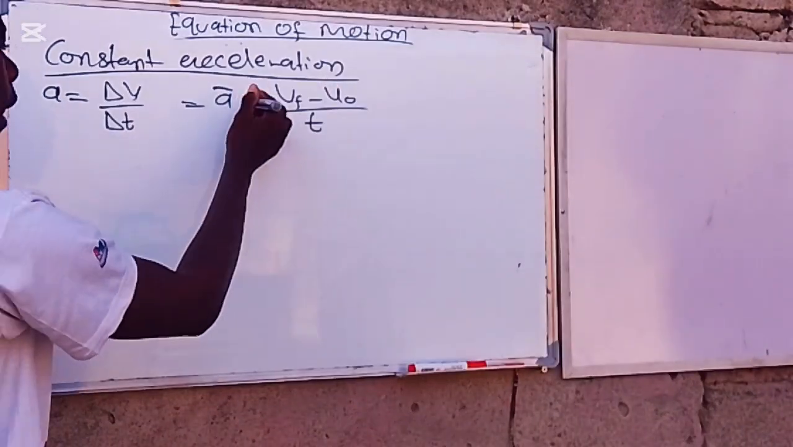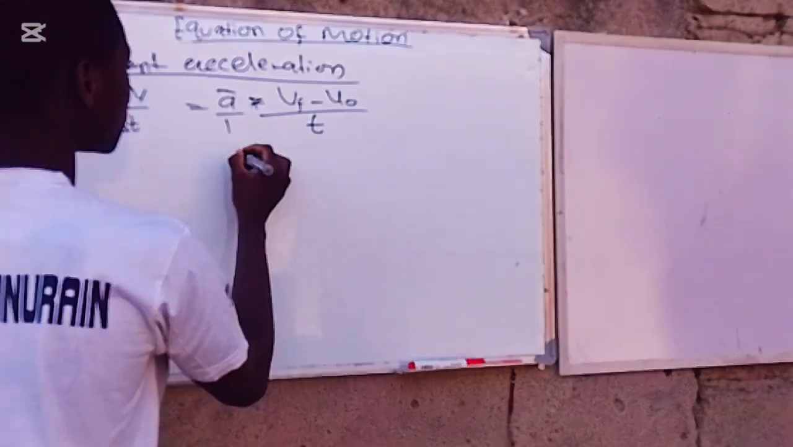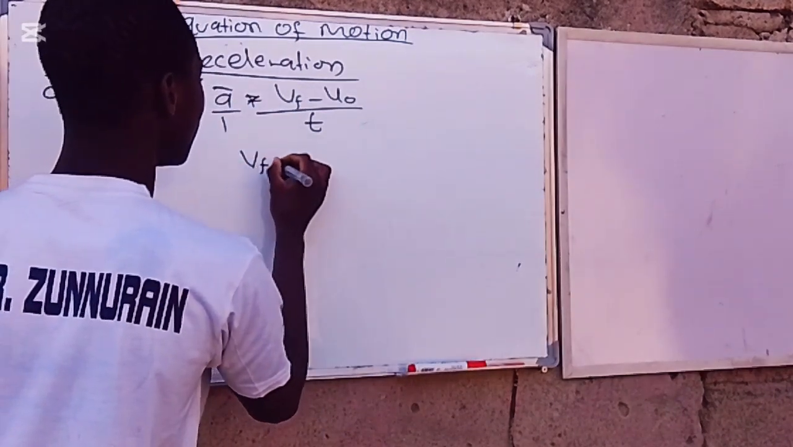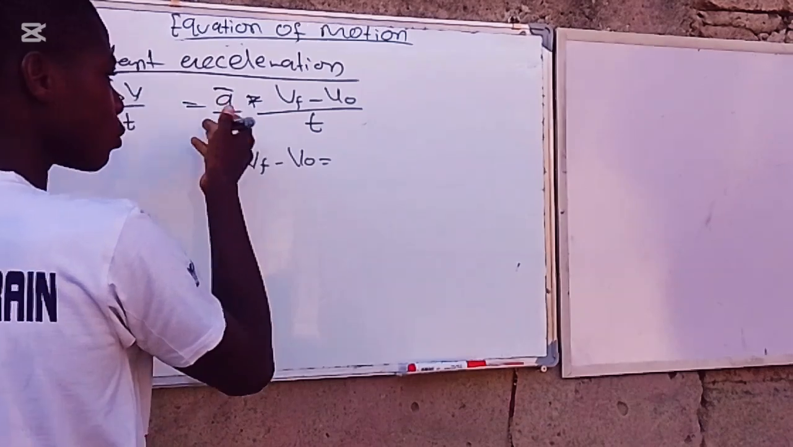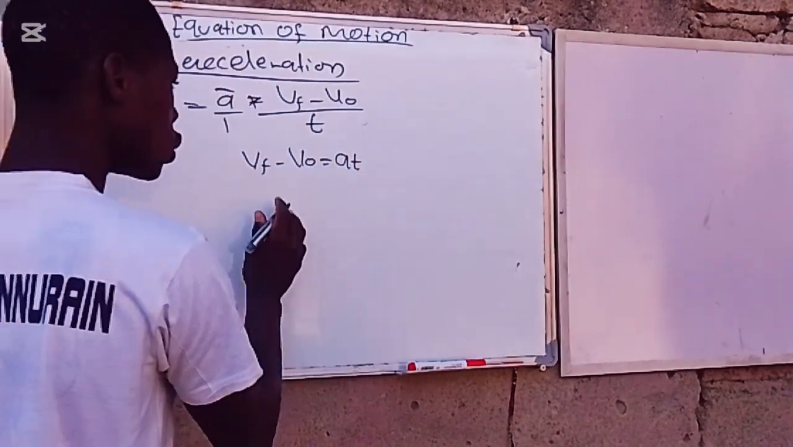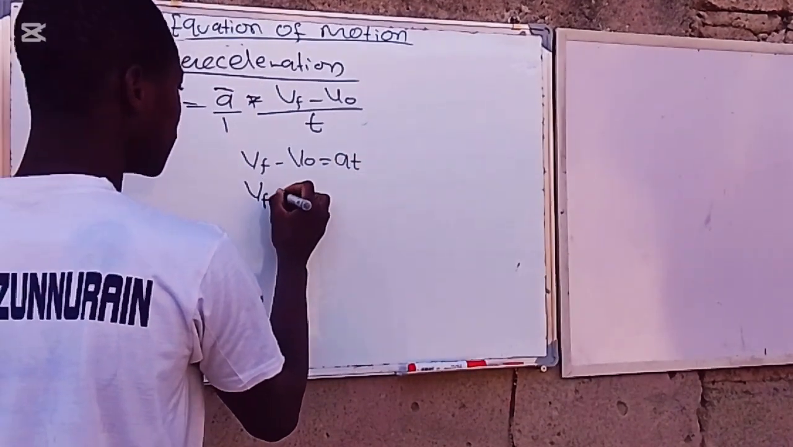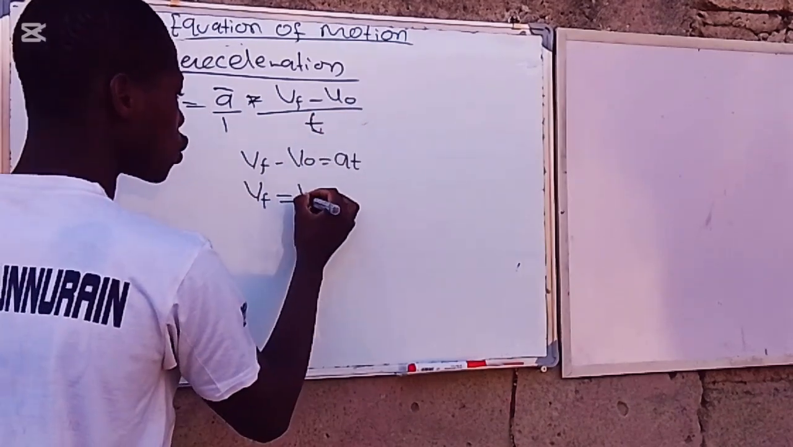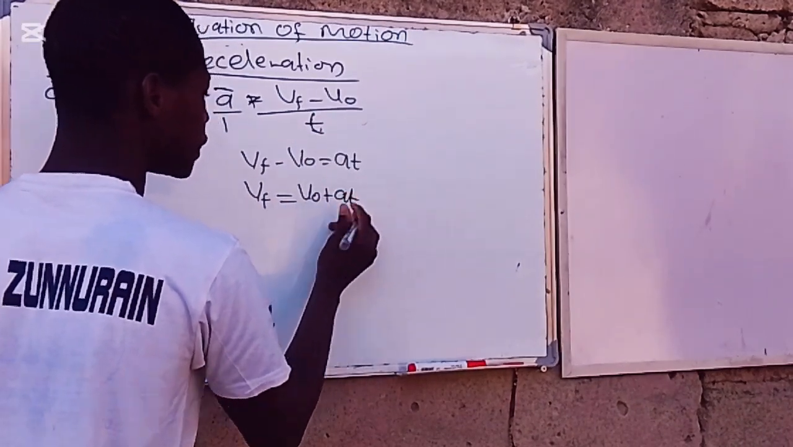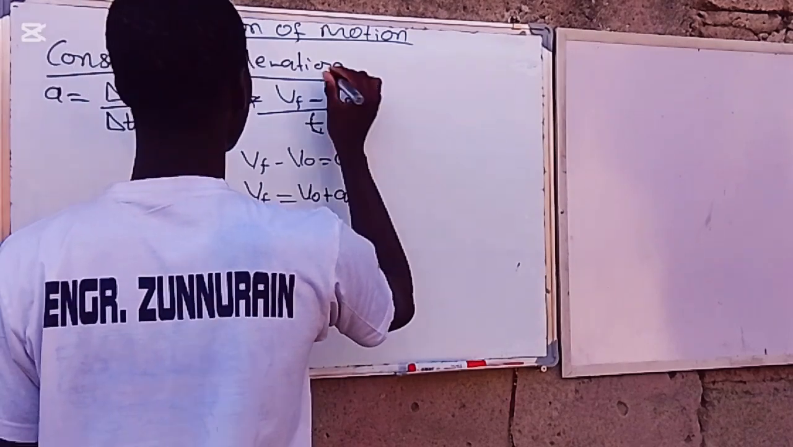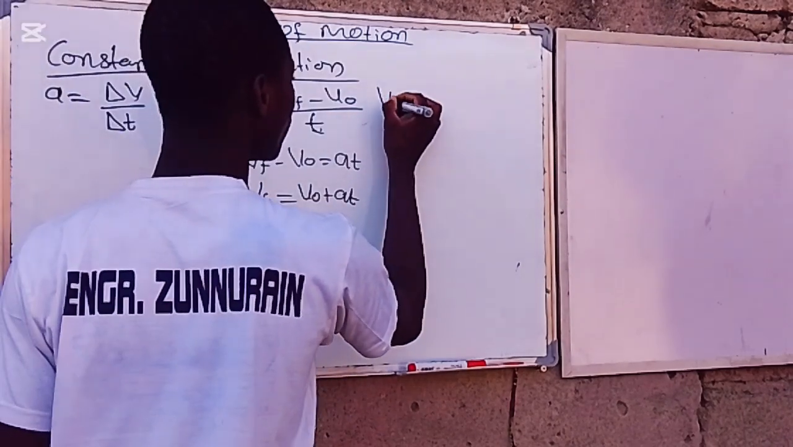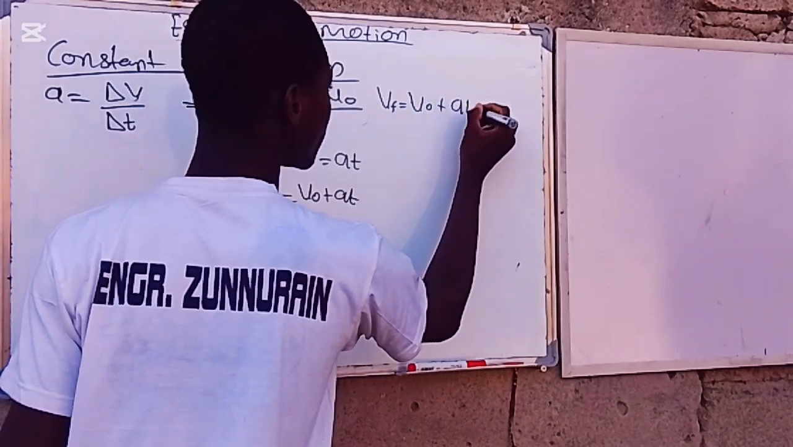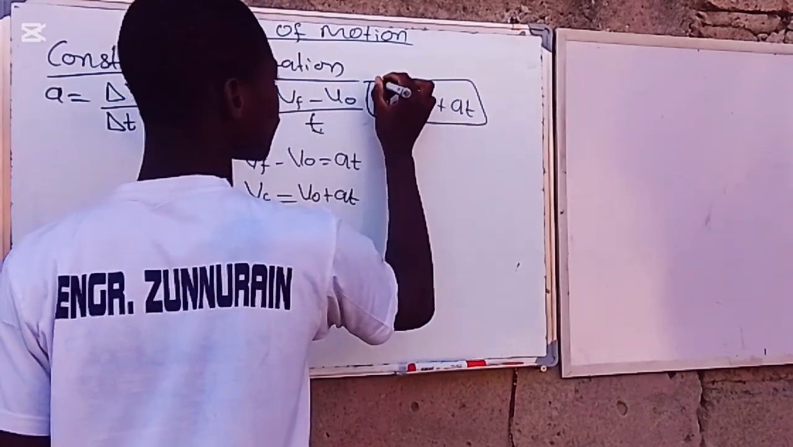So if I am to find the value of this v f, this is the same thing as saying v f minus v naught equals a t. If I cross multiply, I'm looking for the v final. So when this crosses the equal sign, it will now be positive. Therefore v naught plus a t. So as you can see, this is a new equation of motion formula, which is v f equals v naught plus a t. So keep this in mind.